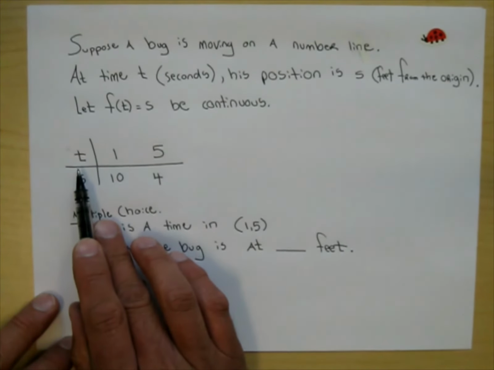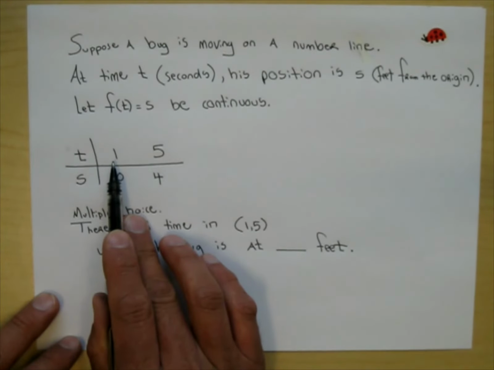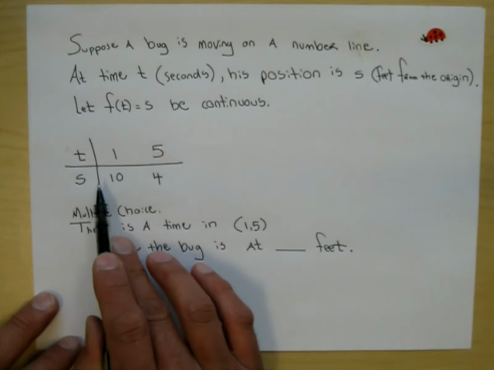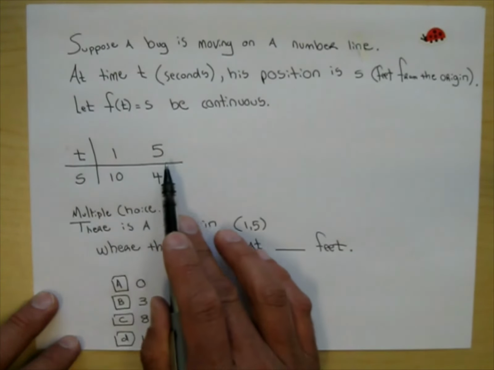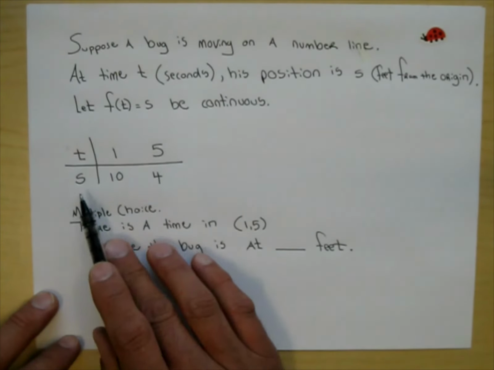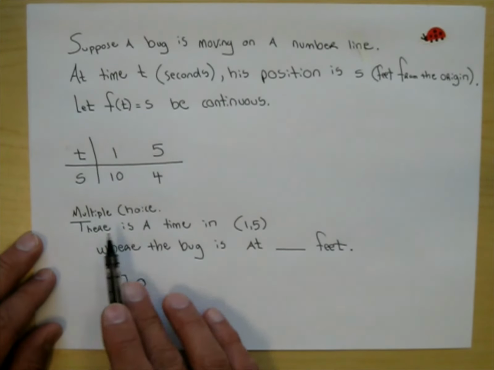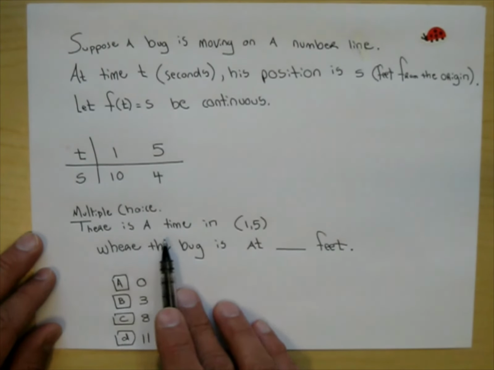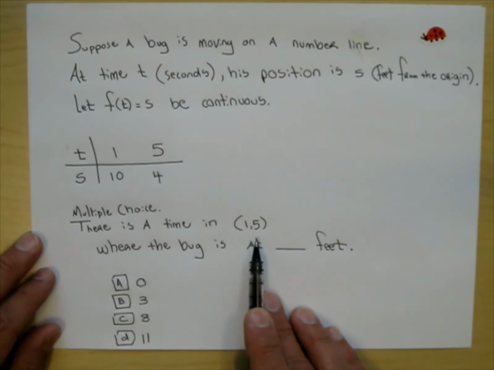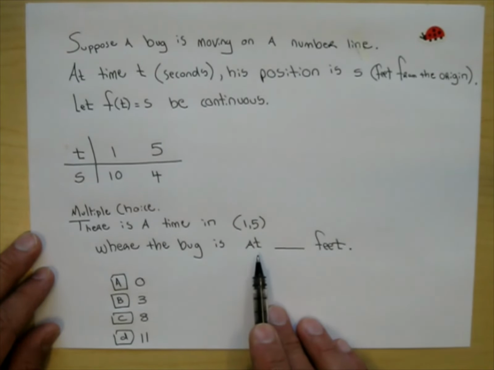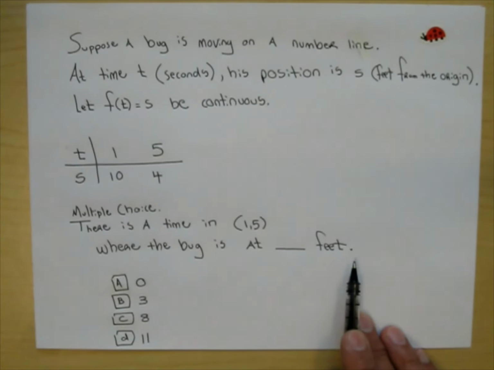So we're going to give you a few things. At time 1, the bug is at 10. And when the time is 5 seconds, the bug is at 4 feet on the number line. Multiple choice. There is a time in 1 to 5 where the bug is at what feet?